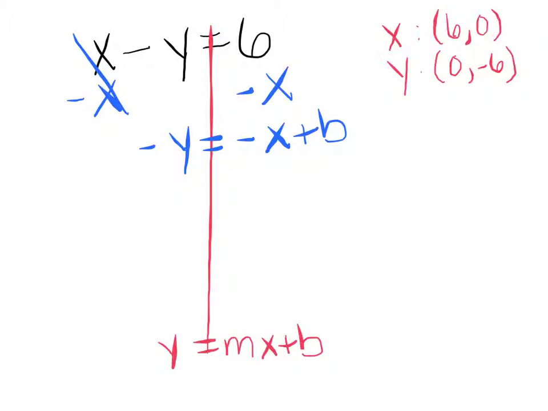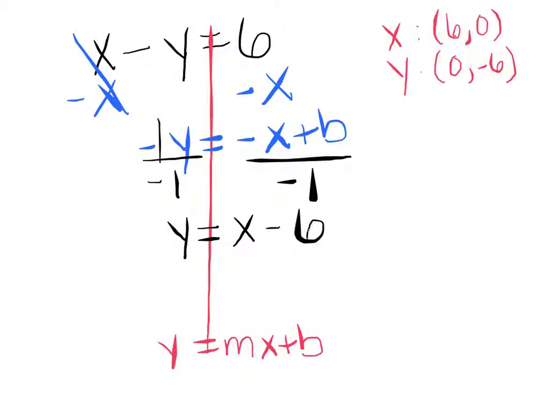Uh-oh, negative y. We don't want that. We want regular y, positive y. Remember, that's negative 1 times y. Divide both sides by negative 1. We get y equals negative x over negative 1. Negative over negative is a positive, so it's just positive x. And positive 6 over negative 1 is negative 6.